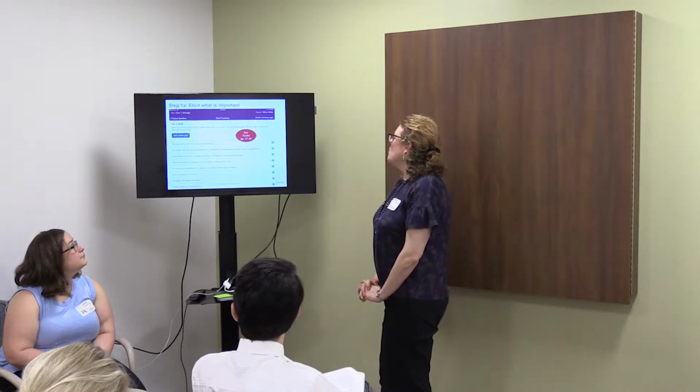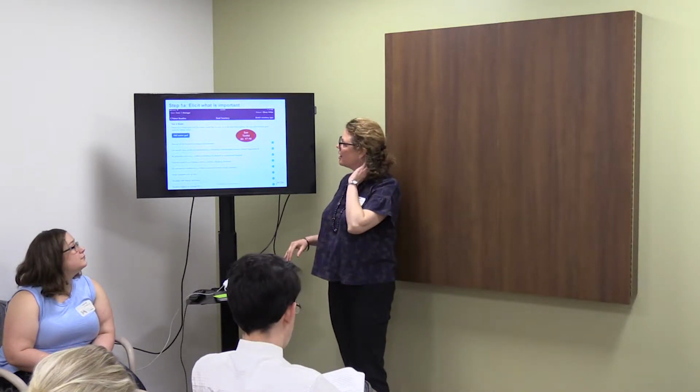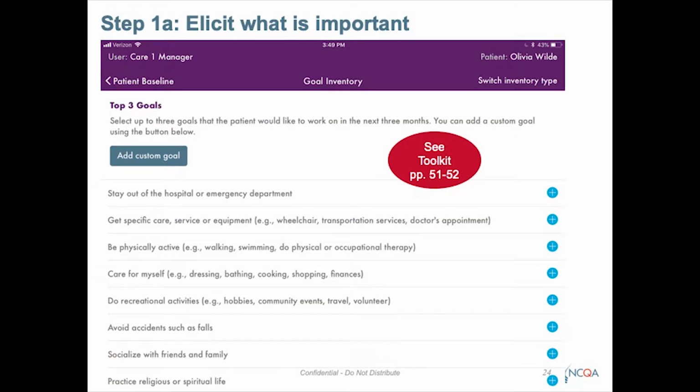So we have built into the app what we call the patient goal inventory, and there's also one for a caregiver goal inventory too. The items in it are spelled out on pages 47 and 48 of the toolkit. You can either engage in conversation, or if you're working with an established patient and you feel like you can, through a conversation, zero in on what's important for them, this is optional, you don't need to use this.